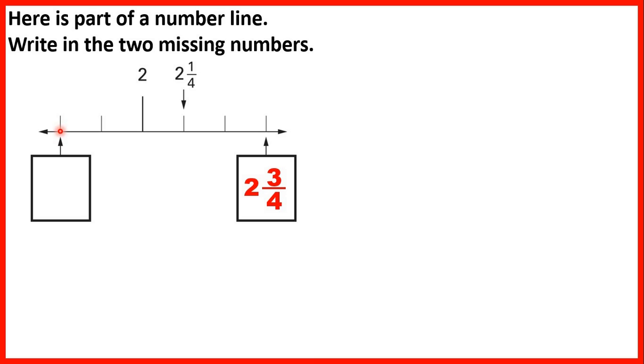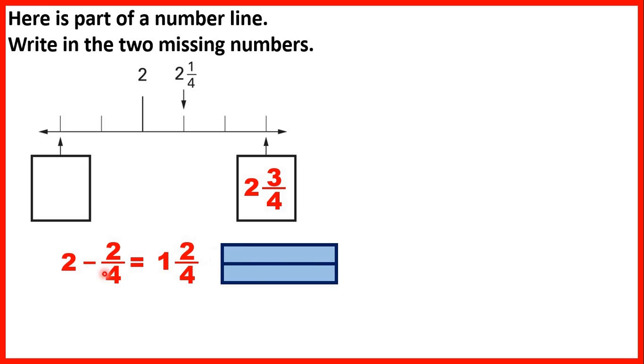But now we need to find this point here. That's 2/4 less than 2. So we can work out 2 minus 2/4. That gives us 1 2/4. Because if we imagine 2 whole bars, split one of them into quarters and take 2 of the quarters away, that leaves us with 1 whole and 2/4 of another bar. So our answer is 1 2/4, which we could simplify to 1 1/2.